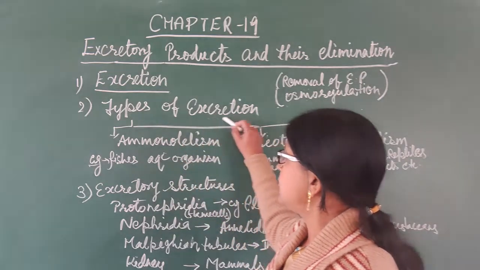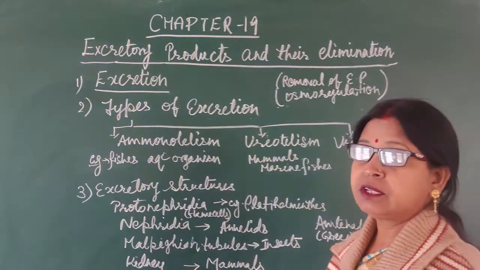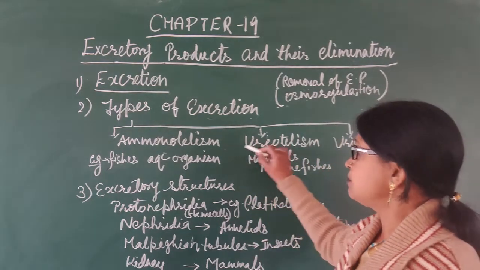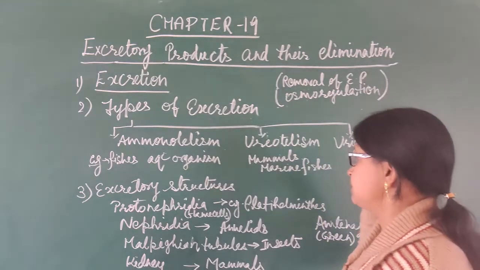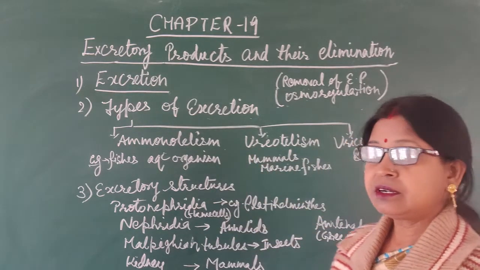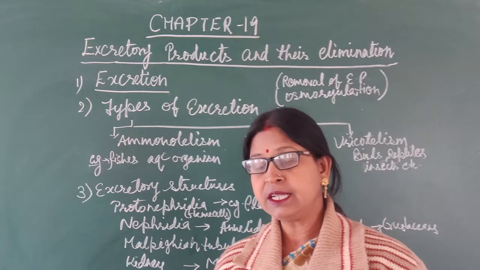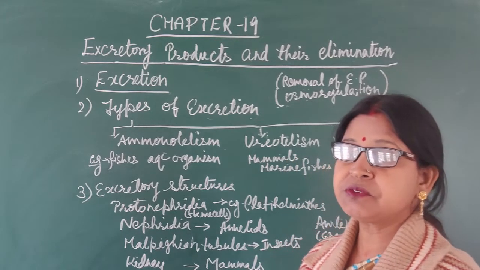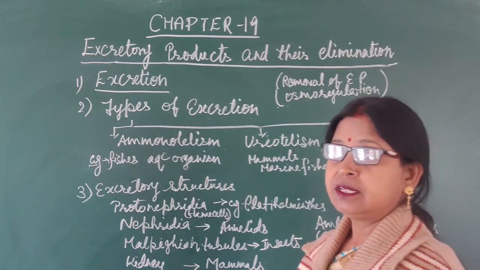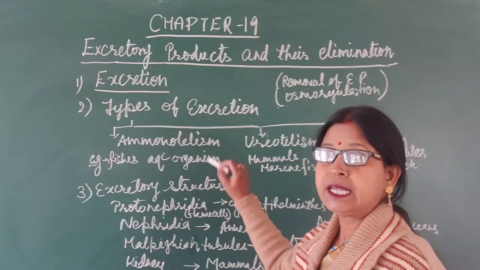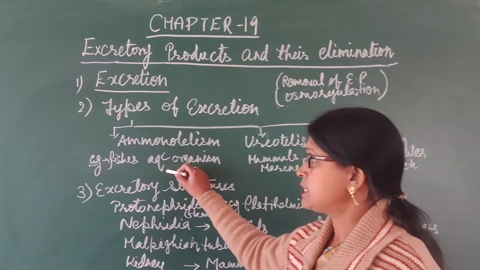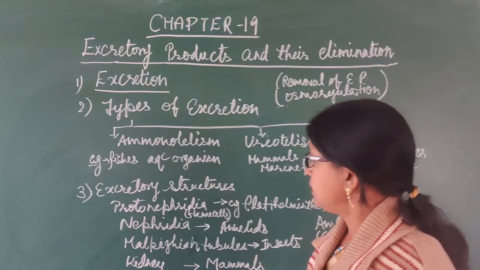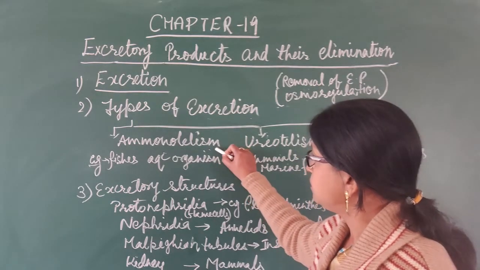Now there are different types of excretion depending upon the product which is eliminated from the body, like ammonotelism, ureotelism, uricotelism. In ammonotelism, when the toxic material is excreted in the form of ammonia, it is known as ammonotelism, and the organisms which exhibit this are known as ammonotelic in nature. For example, fishes and aquatic organisms living in the water exhibit this type of excretion.